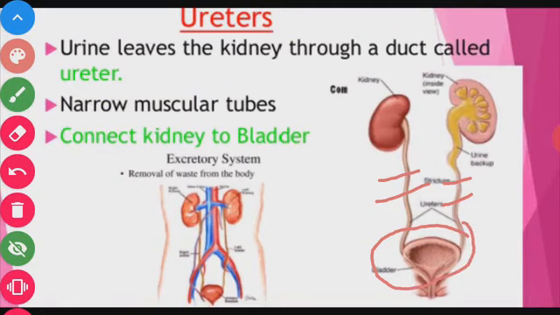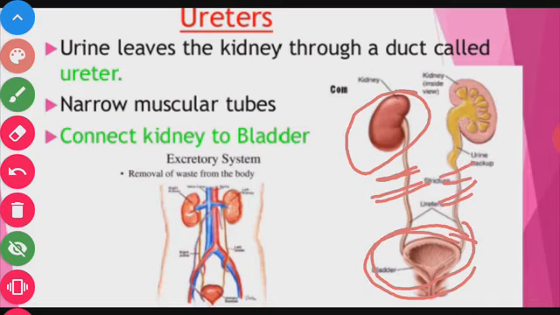The urine, or we can say the wastes, water and excess salts that are present, are to be transferred from the kidney to the urinary bladder, and that is passed through these tubes, which are known as ureters. These tubes are for the passage of urine formed in the kidney, and lead the urine into the urinary bladder.